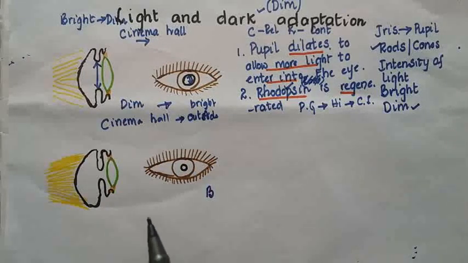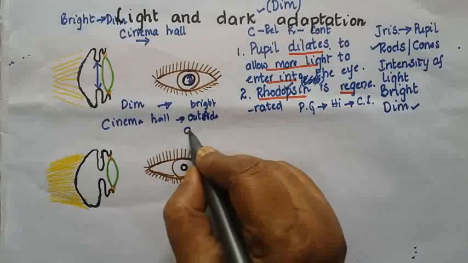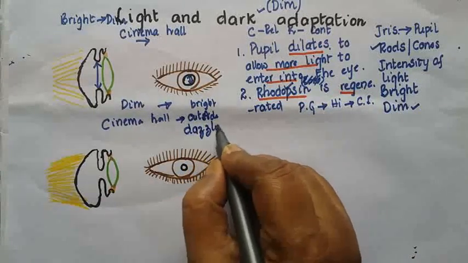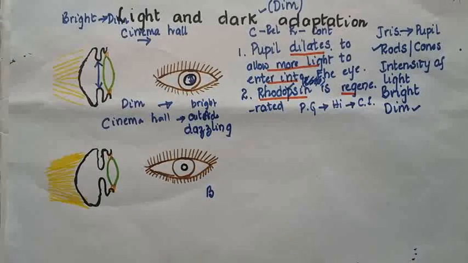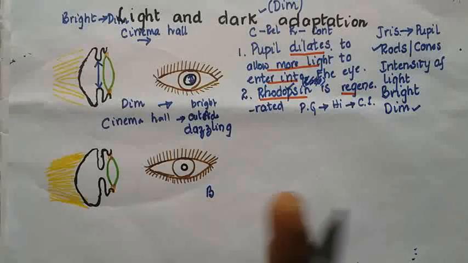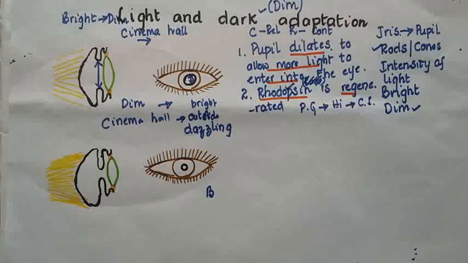So what do you experience the minute when you just step out? You experience a dazzling effect in your eye. It looks as though the light is shining inside your eye. And after some time you are able to view the objects clearly even outside. So we call this a light adaptation. One experiences the light adaptation when he moves from a dim lighted area to a bright lighted area.